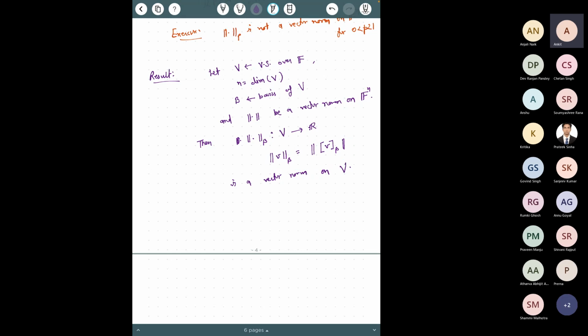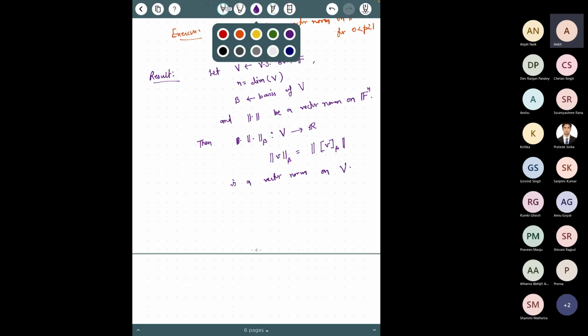And then the other four properties: in order to say that this is a norm on V, you have to check the four properties. These four properties you can easily verify using the fact that the right hand side is a norm on F^n, and then some manipulation of the relation between the matrix representations of two vectors, the sum of two vectors, and their individual representations. This kind of thing you can use in order to prove this. So this also I leave as an exercise.